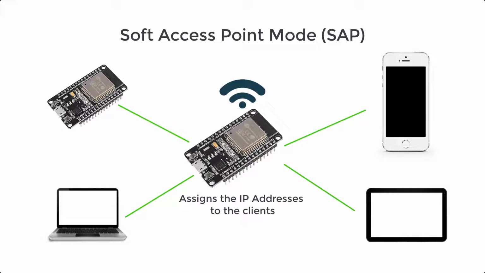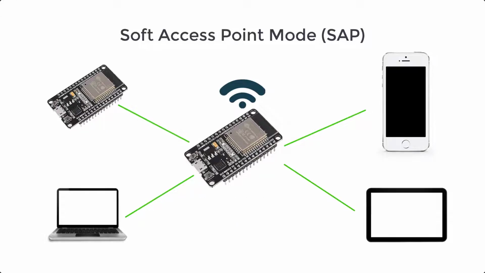However, unlike a Wi-Fi router, it does not have an interface to a wired network to connect to the internet. Thus, such mode of operation is called soft access point. Also, note that the maximum number of stations that can connect to it is limited to 5.